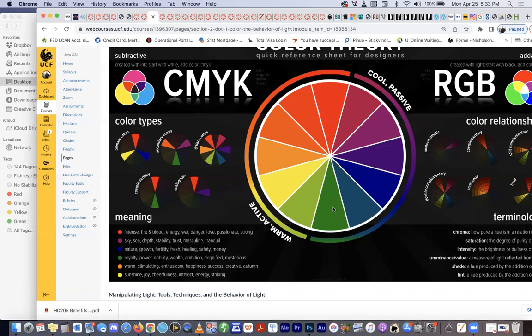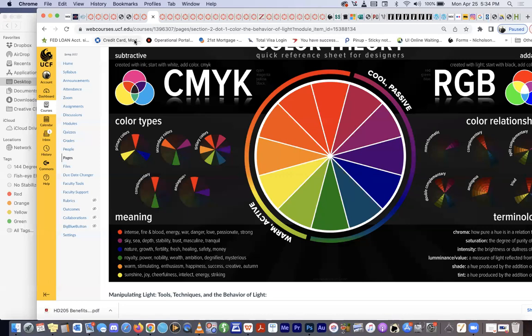Blue might signify calm, peace, nobility. Black, what do you think black symbolizes? Death, sickness, evil, right? Things of that nature. White might indicate purity, innocence, sterility. So yeah, all of those emotional responses can be elicited from your audience by the effective use of color, either in filtration or in your lighting.